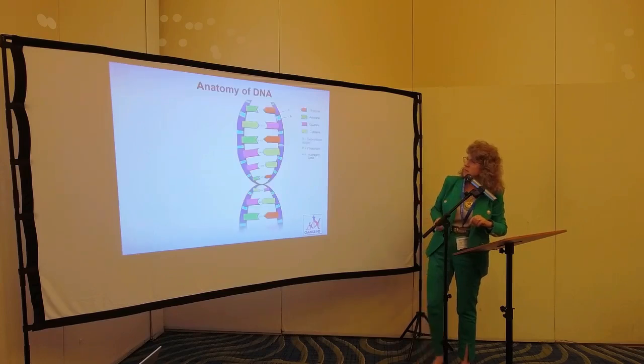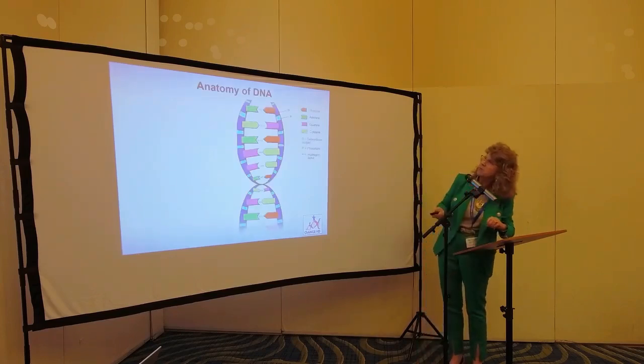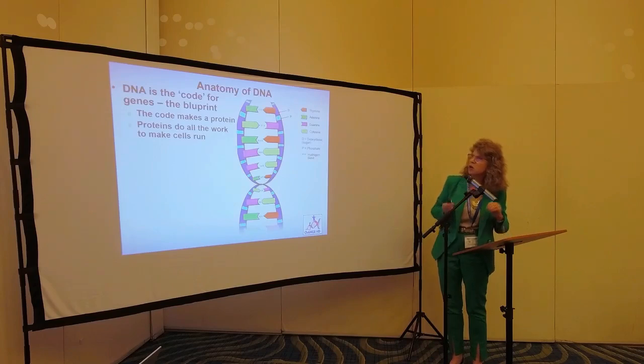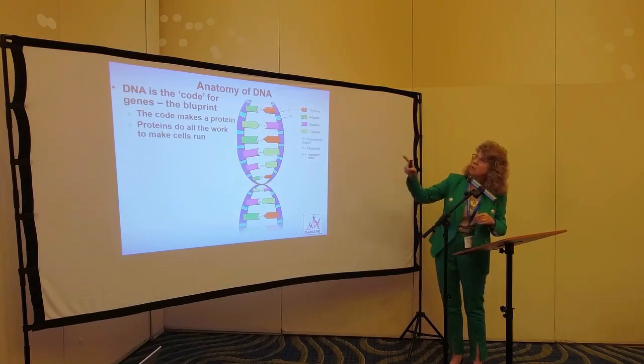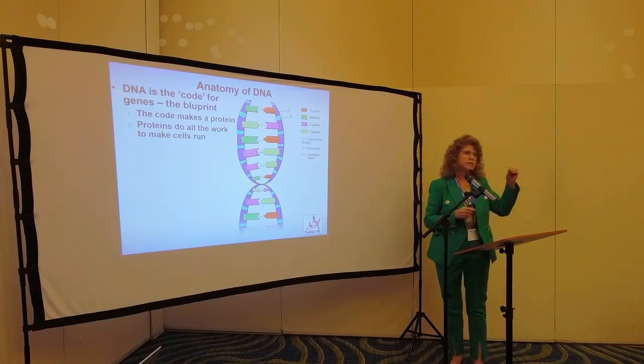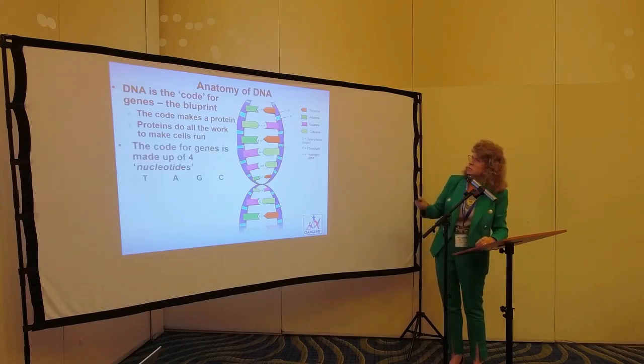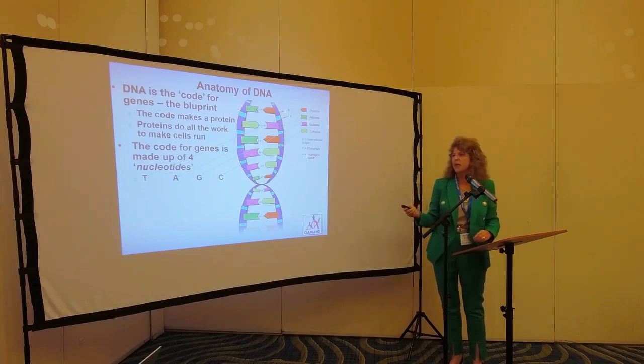So DNA basics, this is the anatomy of DNA. DNA is the code for genes, it's like the blueprint, right? And the code makes a protein. And proteins are essentially what do all the work in all the cells. Proteins do all the work. And the code is made up of 4 nucleotides. I like to think of these as an alphabet, but it's TAGC. We don't necessarily need to know the names of that.